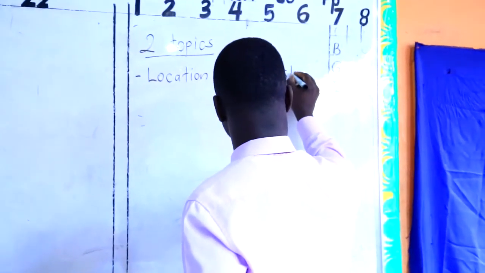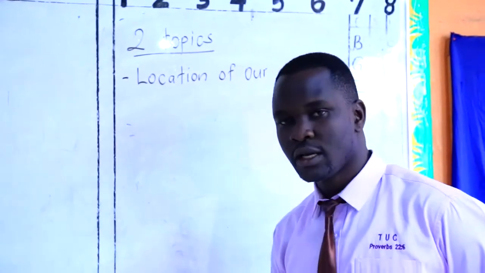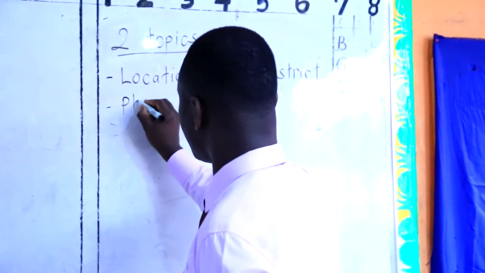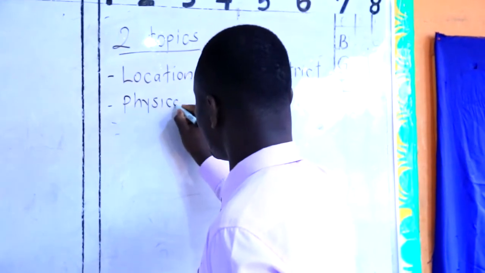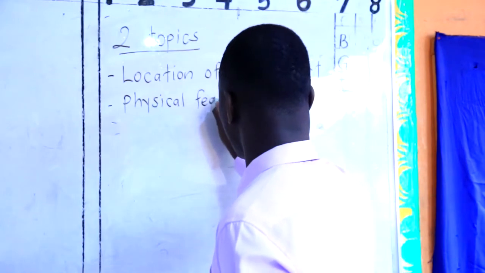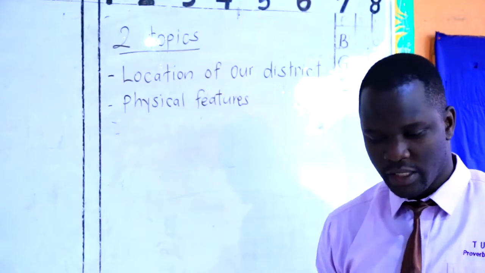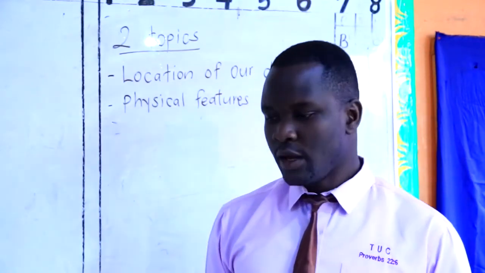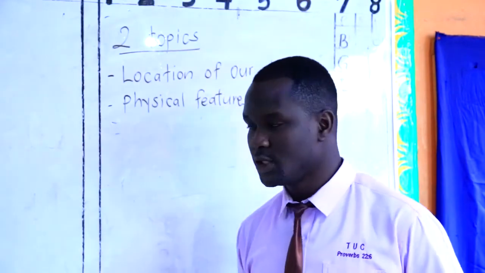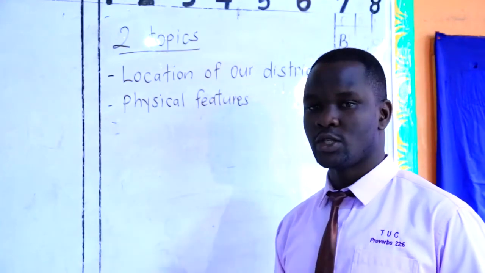After understanding the location of our district, we shall also understand the second topic, that is, the physical features in our district. These are the 2 topics that we are meant to understand in this term. We are going to look at these topics one by one, and in this discussion, we want to begin with topic 1, that is location of our district.